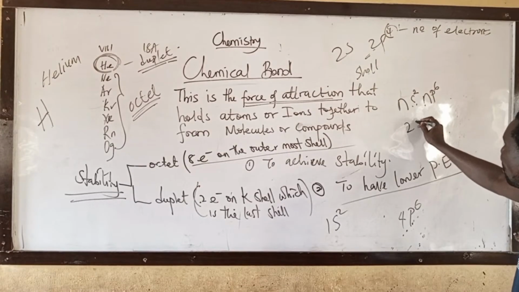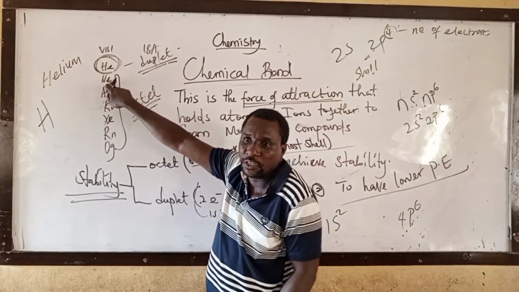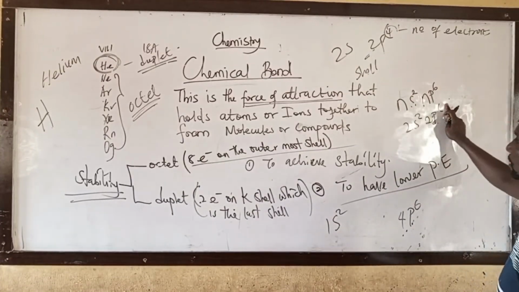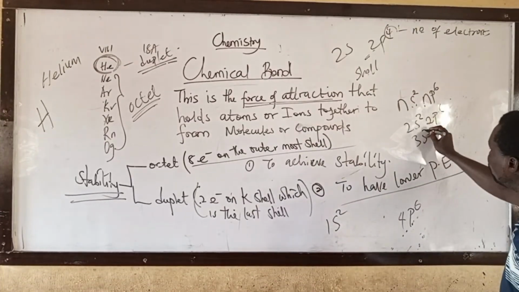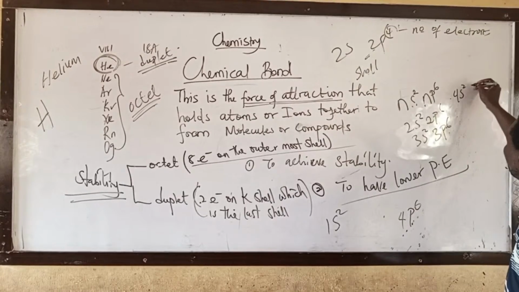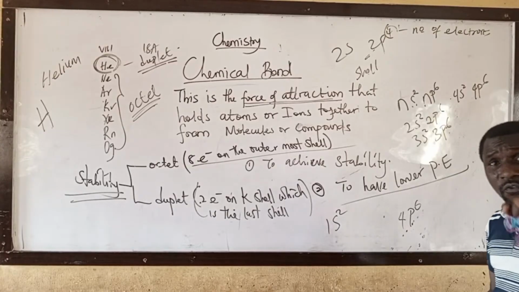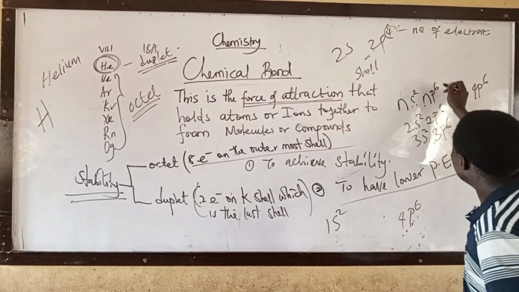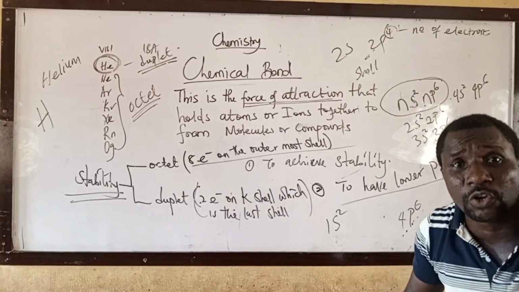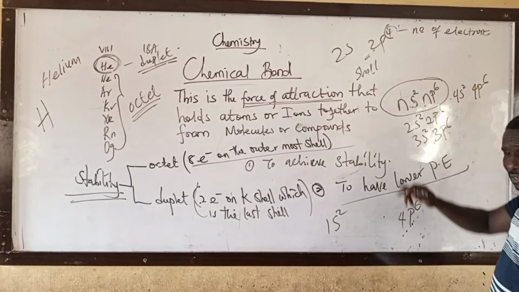Which would be 2s2, 2p6. That is the electronic configuration of neon. Neon is 2s2, 2p6. For argon it is 3s2, 3p6. For krypton it is 4s2, 4p6. Do you understand? Now, for atoms to undergo chemical bonding, they must have the electronic configuration of noble gases. What is the electronic configuration of noble gases? ns2, np6. Write it down.